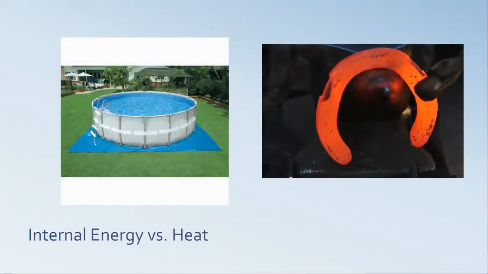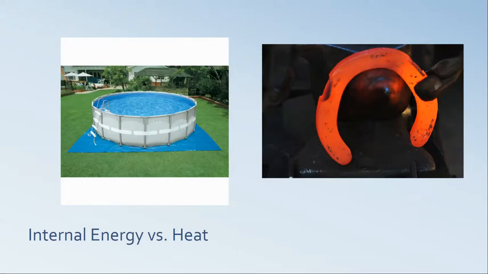So let's look at this picture to see this in action. Over here on the left, we have a backyard pool and it's filled with water and it has billions upon billions of atoms of water in the pool. And all these atoms of water have translational kinetic energy, they have vibrational energy, and they have rotational energy. So the internal energy of this pool of water is going to be very high just due to the amount of atoms that we see there.